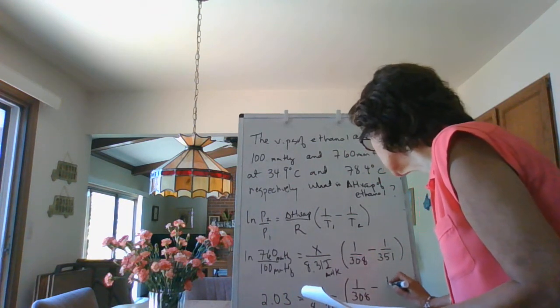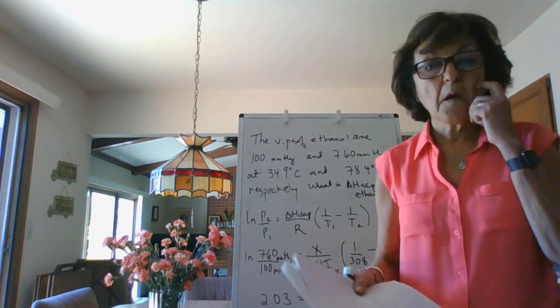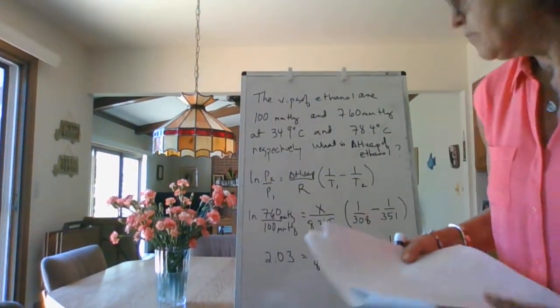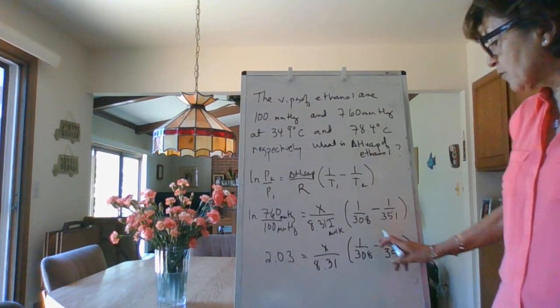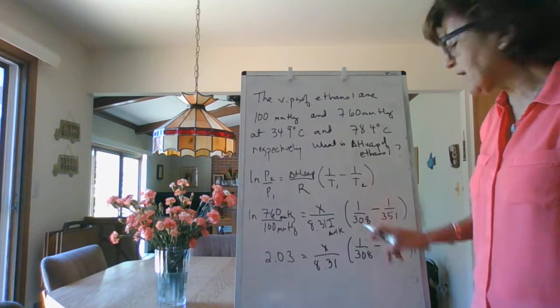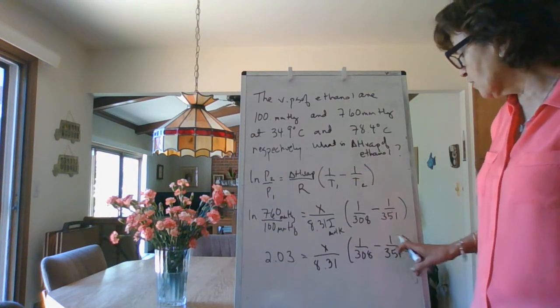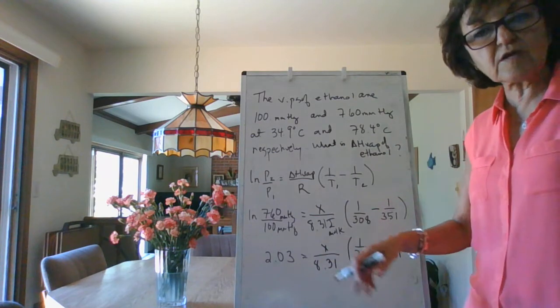A lot of people have difficulty with fractions. Don't let that trip you up. If I were you, I would go 1 divided by 308, press equals, and then minus, and then open parentheses, 1 divided by 351, close parentheses, and then press equals.